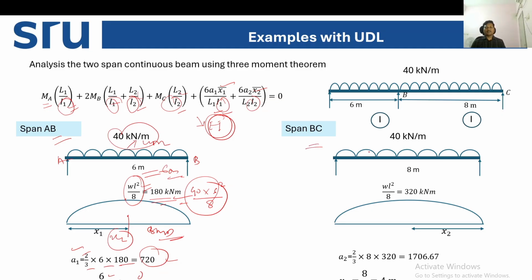Now consider span BC. For span BC, it is again loaded with 40 kilonewton per meter throughout the span. So this is B, this is C. The length is 8 meter. In a similar way, what is the maximum bending moment? WL square by 8. So W is 40, L is 8 square, divided by 8. So we are getting 320 kilonewton meter. Area 2 is similarly 2/3 into base into height, and x2 is nothing but your L2 by 2, that is 4 meter.